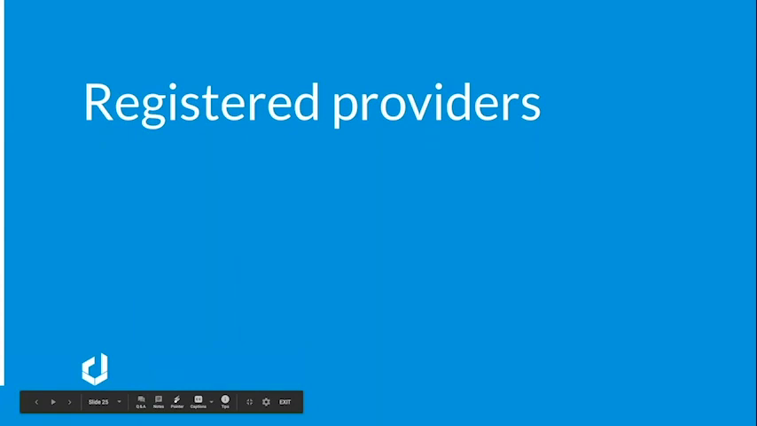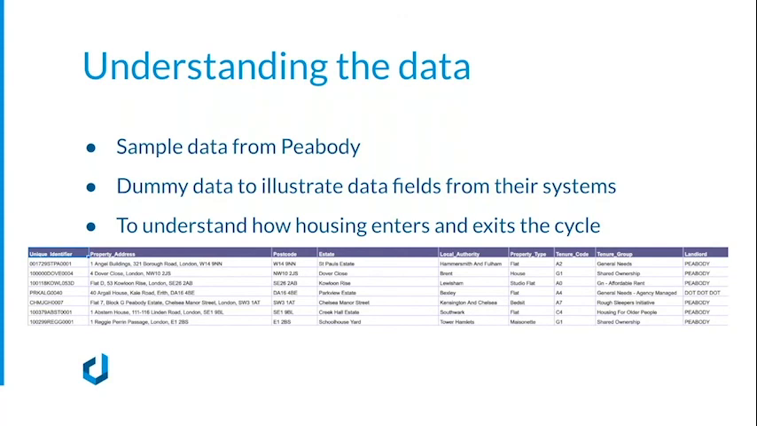Onwards. We've also been working a little bit with Peabody as a registered provider. They volunteered some of their time to help us understand the data that they hold and how they record affordable housing. We've received some sample data from them, and it's really to give us an idea about what data fields they use within their system for reporting and how that could then be reported out and used by ourselves, by Southwark, and the affordable housing monitoring service that we're building.